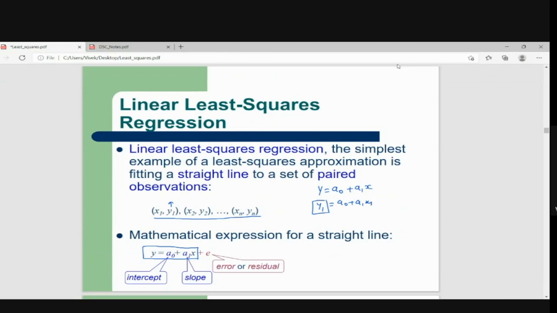This computed y1 may be different from the given small y1. If it is the same, then it's okay; it means the point lies on the line. If the point is not lying on the line, then the capital Yi will be different from the small yi. This way we can find all the error values.